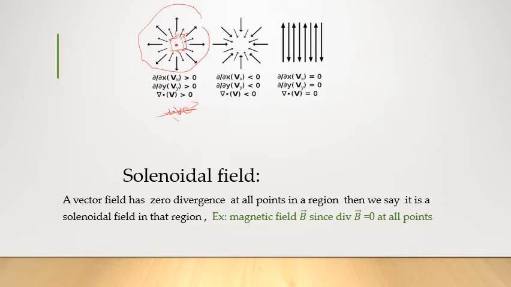Here, everything is coming in. Therefore, if you consider this point, all the derivatives are negative. Therefore, divergence is negative here. In fluid dynamics, these are called sinks, and these are called sources.